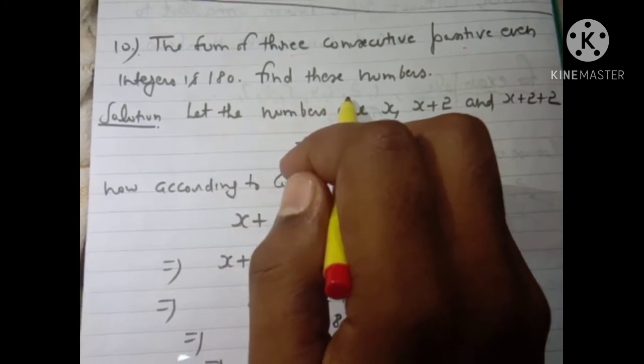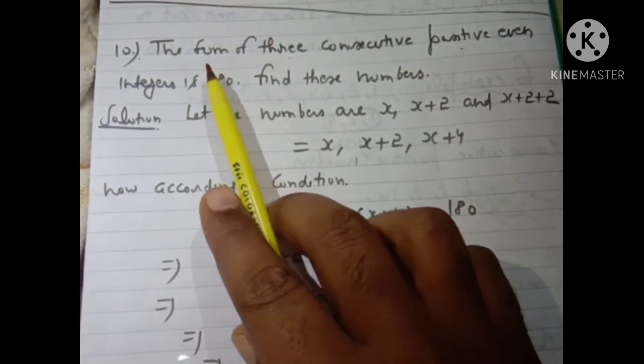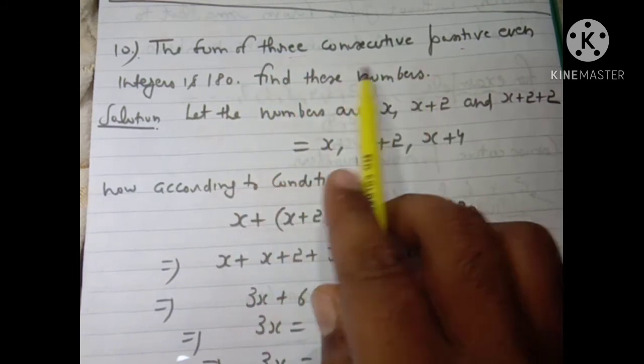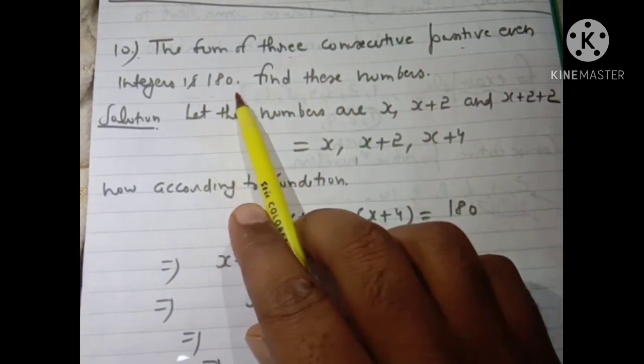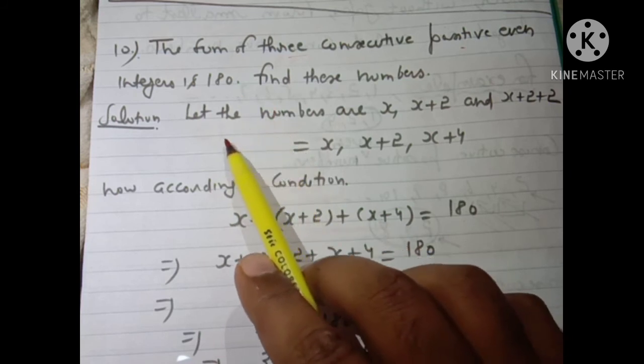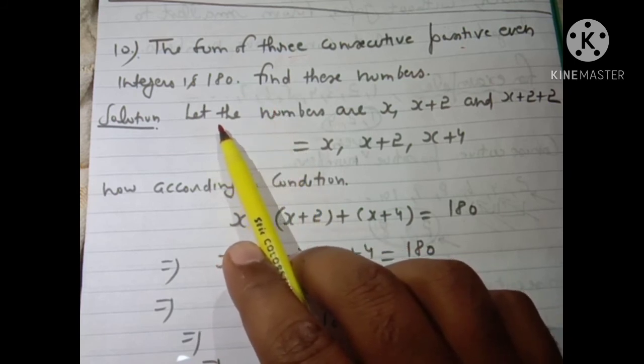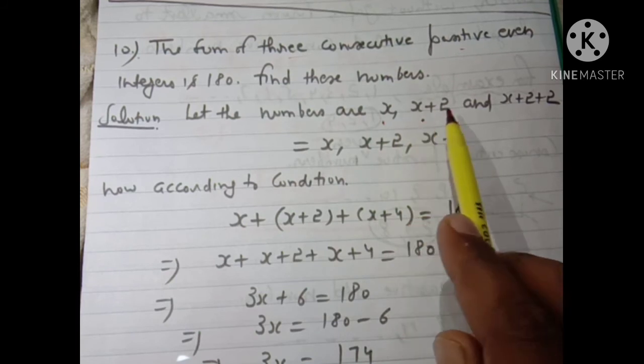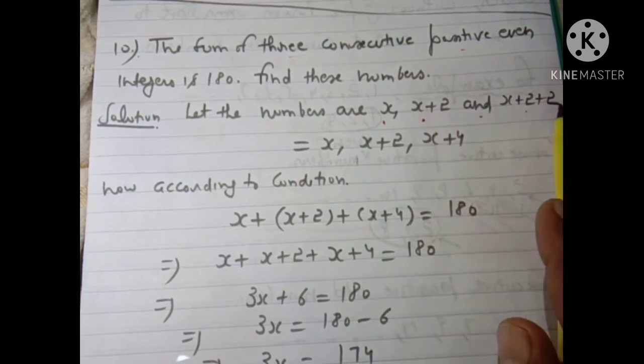So find these numbers. Here in this case the condition is given that the sum of three consecutive positive even numbers is 180. So here we have to find the numbers. How can we suppose the values? Again we can suppose the first value as x, and the other value will be x plus 2, and the third value will be x plus 2 plus 2.